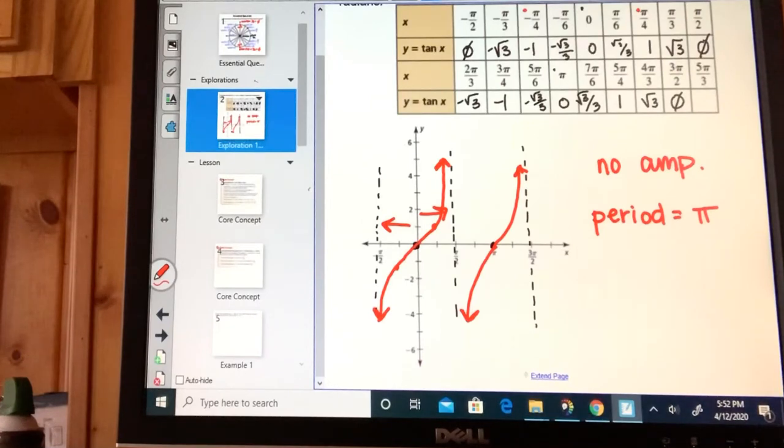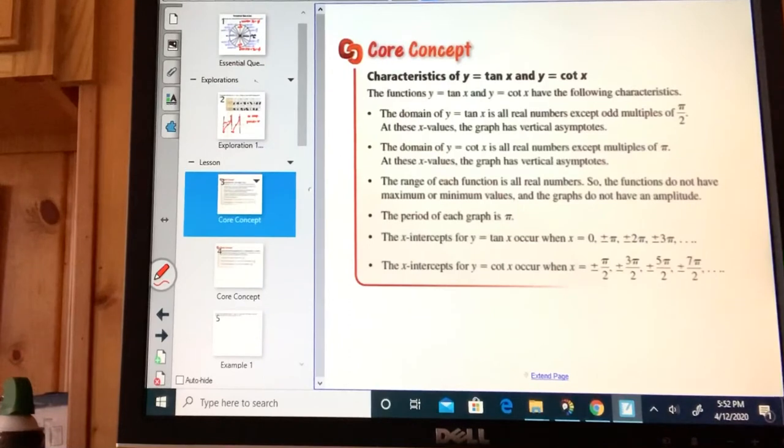But it does still follow those transformation rules. So now I'm going to flip to that characteristics. Go ahead and pause it if you would like. These are the characteristics of tangent and cotangent. So the domain of tangent is all real numbers except odd multiples of pi over 2. So that means like negative pi over 2, pi over 2, 3 pi over 2, 5 pi over 2. Those don't actually work. That's where you have your asymptotes.